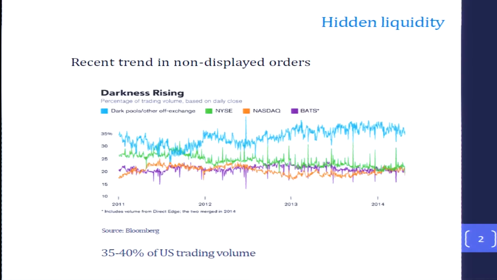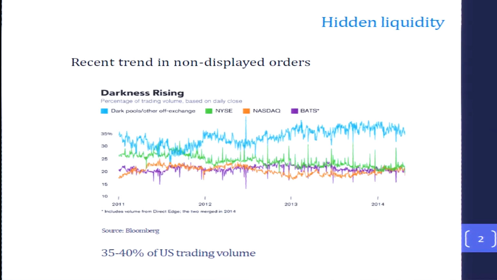To set the stage, there's been a recent growth in non-displayed orders. I know this is a law and finance conference, so just to set the stage: you send your orders to the limit order book markets, and the orders at the best bid and ask cancel against or trade against each other, and you have trades. Those trade statistics are released at the end of every day, and in many data sets you have them in real time.